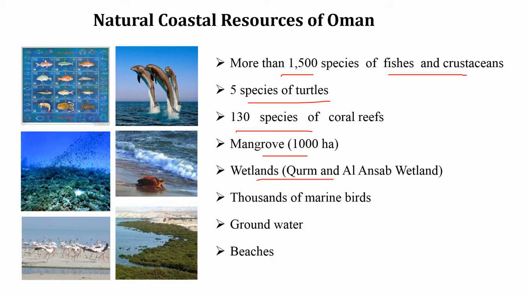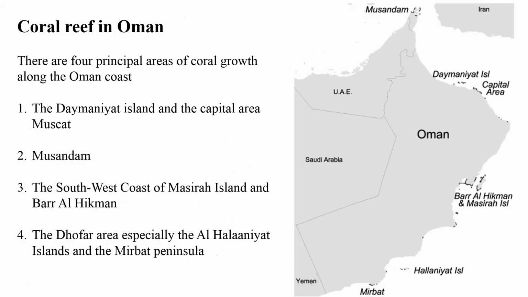Wetlands, we have already talked about them. Two wetlands, Kuram and Alansa. Kuram basically means the coastal wetland, with thousands of marine birds. The groundwater also comes from the coastal resources, and there are the long, beautiful beaches you can find in Oman. And in terms of coral reef, as I have told again, coral reef is a very important ecosystem on the Oman coast.